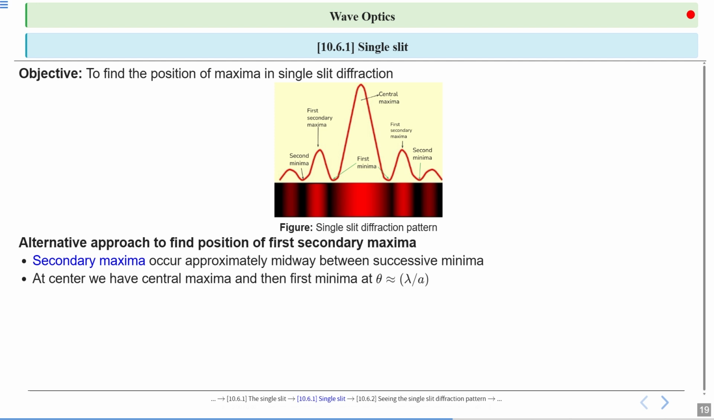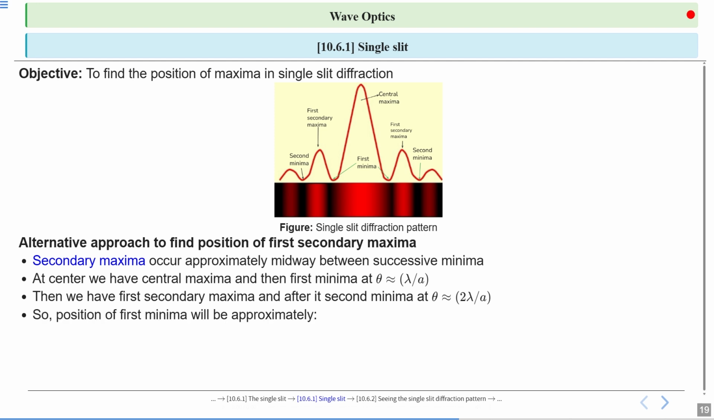The first minima occurs at an angle theta approximately equal to lambda divided by a, where lambda is the wavelength of light, a is the slit width. Following the first minima, we encounter the first secondary maxima and then the second minima at an angle theta approximately equal to 2 times lambda divided by a. This sequence of maxima and minima continues outwards from the center, showing the periodic nature of the diffraction pattern.